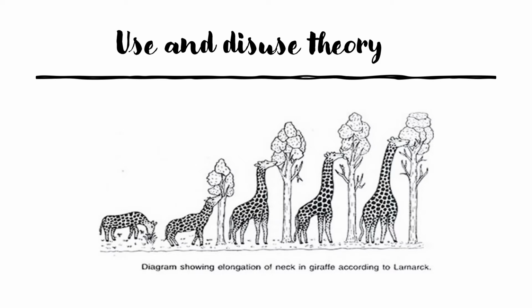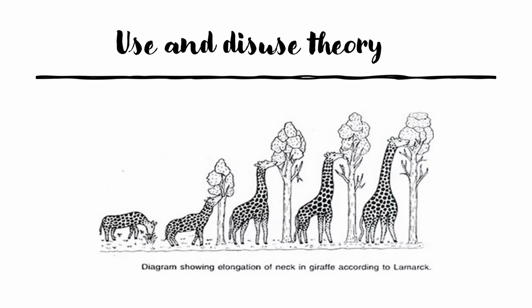One example he has given for the use theory is regarding the giraffe. As per Lamarck's concept, the ancestor giraffe had a short neck, right? Our current giraffe has the longest neck. That is the remarkable point for the giraffe, right? But as per Lamarck's concept, the ancient giraffe had a short neck. It started to eat food from the ground level. But when the population increased, the giraffe number increased.